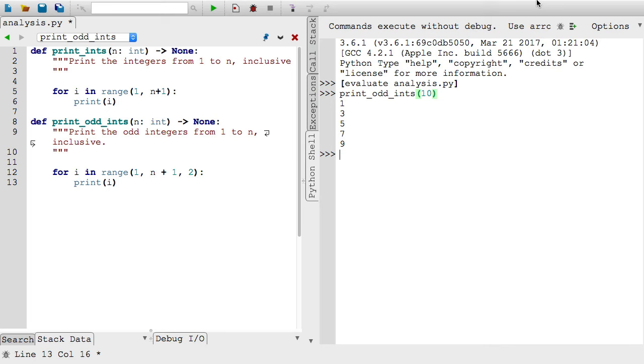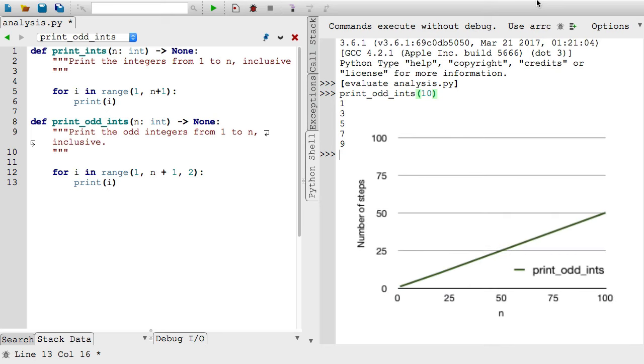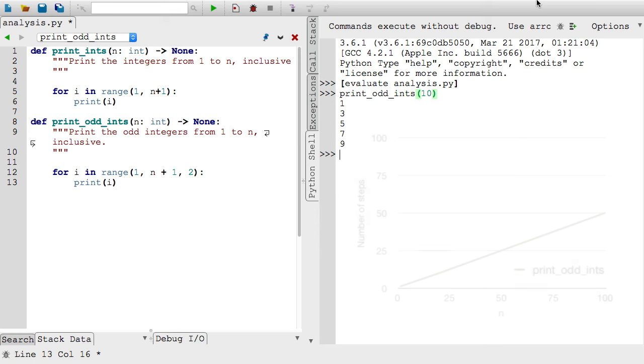We'll plot this as well. We can see that the number of steps is still proportional to the size of n. It's roughly half of n. This function and the first are both considered linear functions. The runtime grows linearly with respect to the size of the input, n.